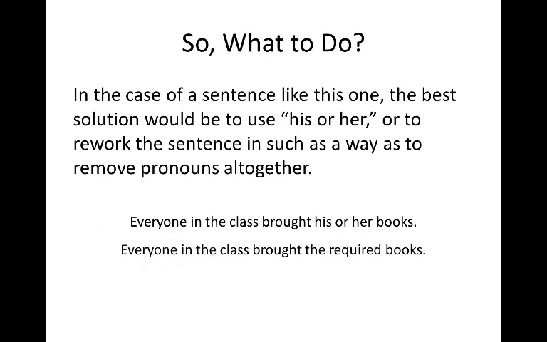In the case of a sentence like this one, the best solution would be to use "his or her," or to rework the sentence in such a way as to remove pronouns altogether. So you could write, "Everyone in the class brought his or her books." That would be grammatically correct and gender inclusive. Or you could say, "Everyone in the class brought the required books." That might help you avoid having to say "his or her, he or she" over and over again, which might be awkward in the context of your larger writing project.